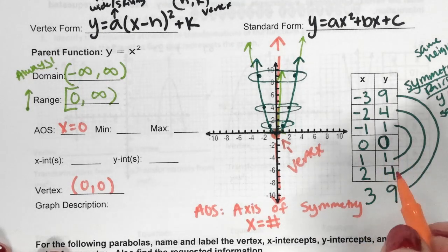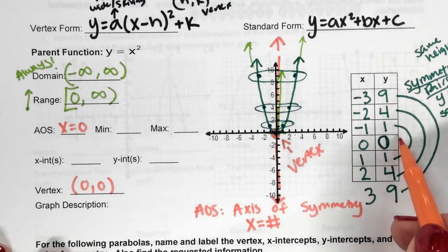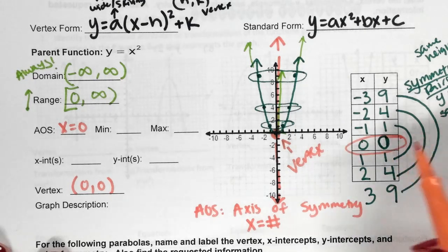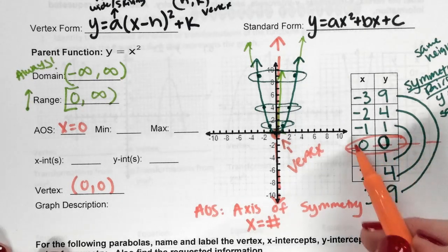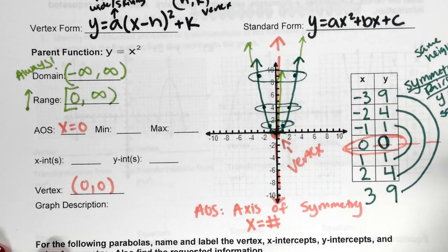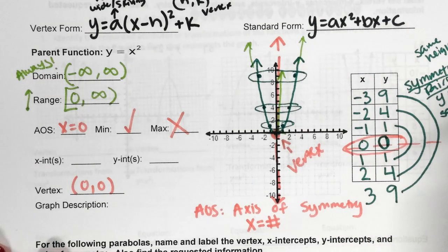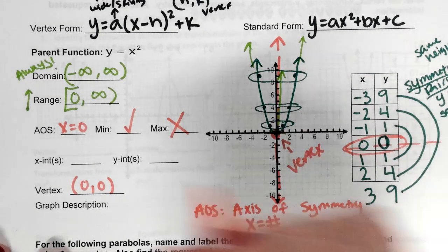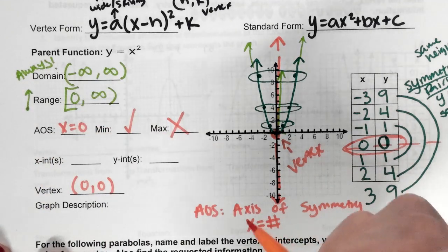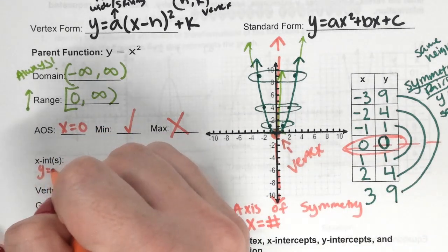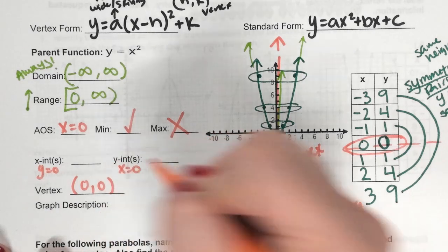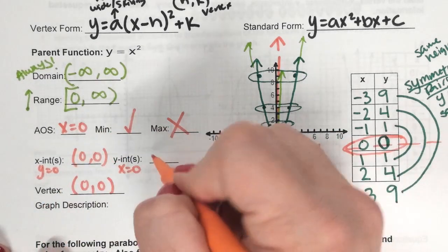Now from your table, you can always find this as well because your vertex is the center of your rainbow. And the x of your vertex is your axis of symmetry. So you can find all that in your table as well. Now, is this a minimum point or a maximum point? It's a minimum, not a maximum. Does this graph touch your x-axis? Where? Yeah, and remember your x-intercept is where y is 0 and your y-intercept is where x is 0. And on this one, it's actually the same point.